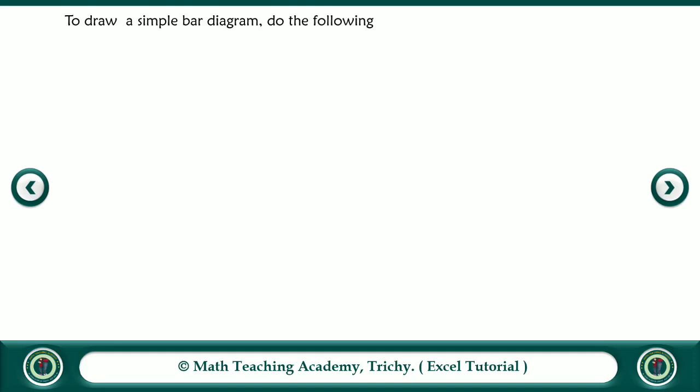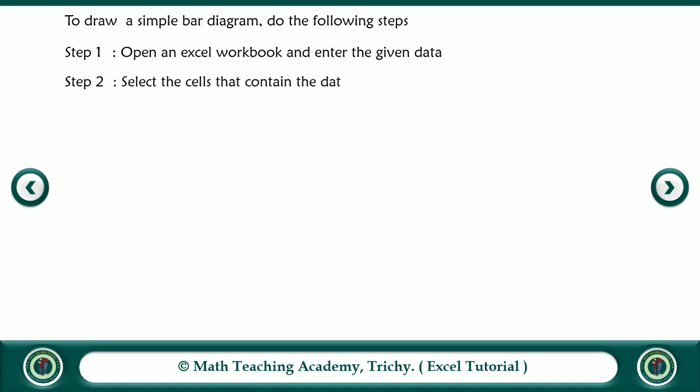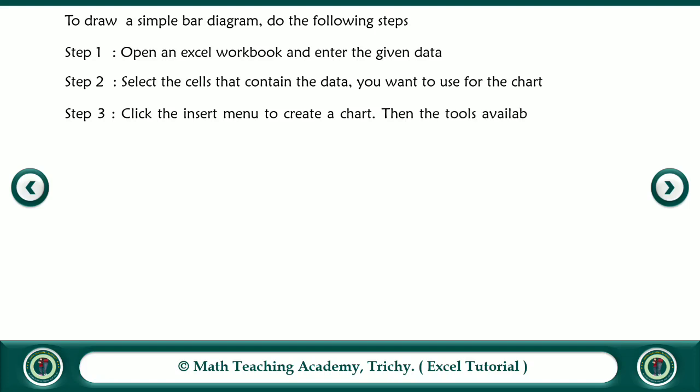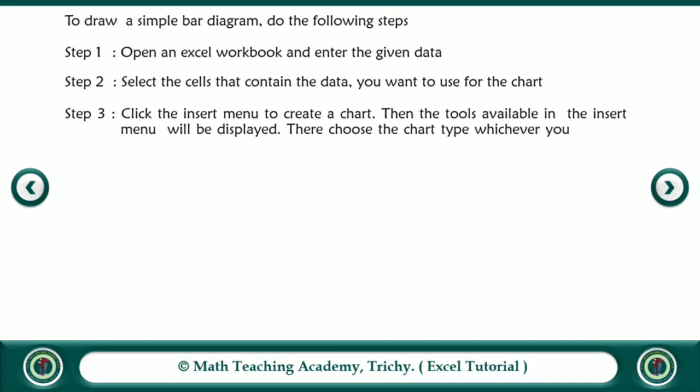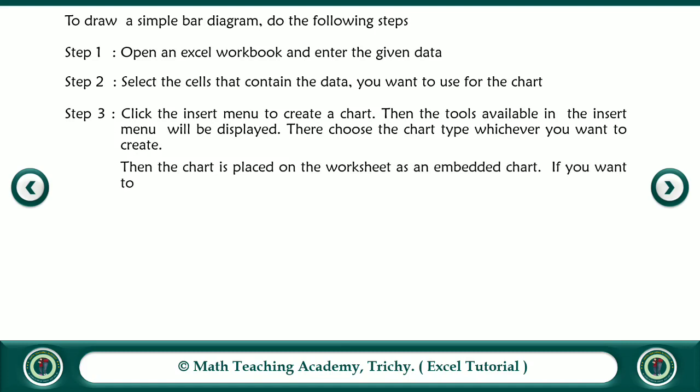To draw a simple bar diagram, do the following steps. Step 1. Open an Excel workbook and enter the given data. Step 2. Select the cells that contain the data you want to use for the chart. Step 3. Click the Insert menu to create a chart. Then the tools available in the Insert menu will be displayed on your screen. There choose the chart type, whichever you want to create. Then the chart is placed on the worksheet as an embedded chart. If you want to place the chart in a separate sheet, you can change its location.